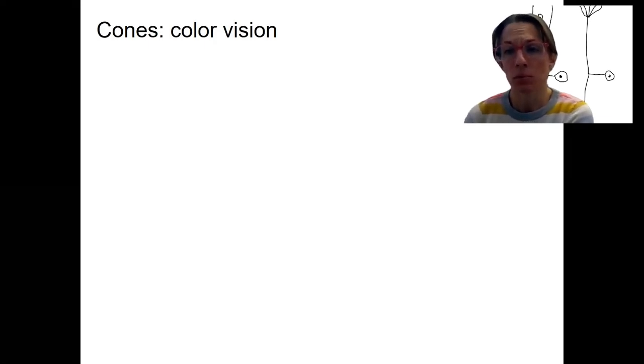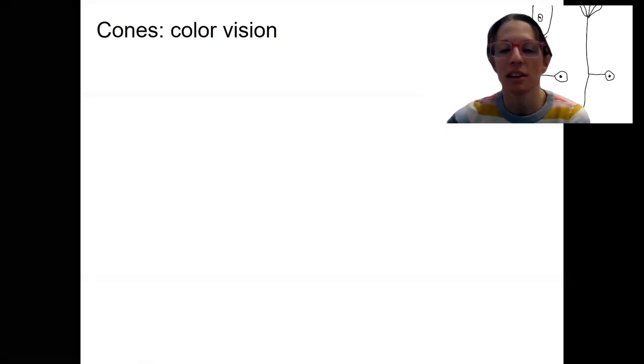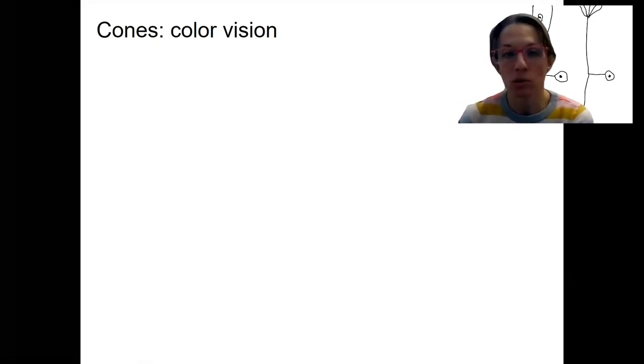So remember I said most humans have 3 functional types of cones, whereas only 1 type of rods. So rods are for dark, so when it's dark out, being able to see, versus cones are for color vision. So there's 3 of these, and these photoreceptors are all at the back of the retina.